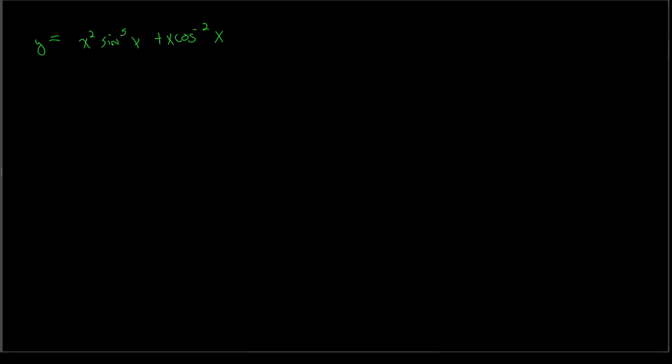All right, we want to find the derivative of the following function. So we have y equals x squared sine to the fifth of x plus x cosine to the negative second of x. I'm going to rewrite this, due to the weird notation that we have around sines and cosines, so that we can see the chain rule that's coming out here.